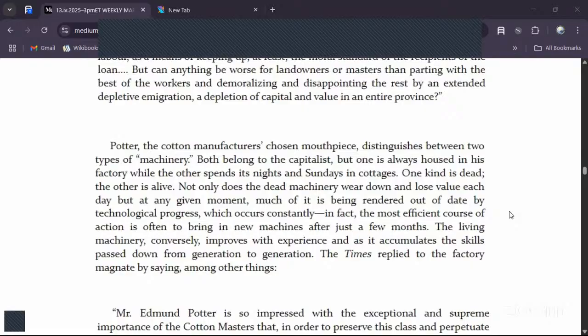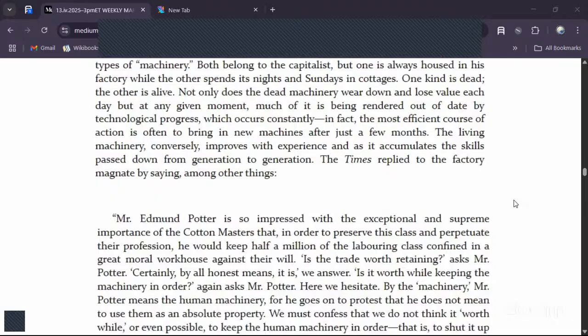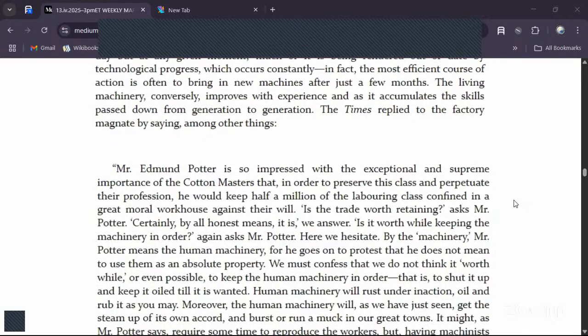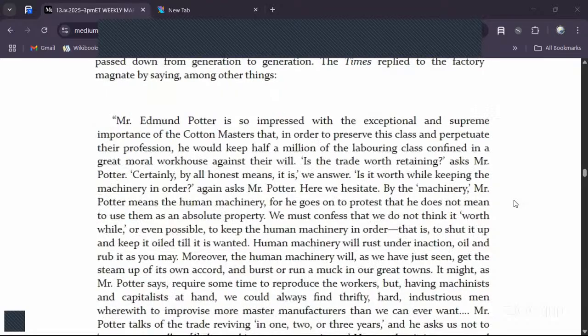The Times replied to the factory magnate by saying, among other things, quote, Mr. Edmund Potter is so impressed with the exceptional and supreme importance of the cotton masters that in order to preserve this class and perpetuate their profession, he would keep 500,000 of the laboring class confined in a great moral workhouse against their will. Is the trade worth retaining? Asks Mr. Potter. Certainly, by all honest means, it is, we answer. It is worthwhile keeping the machinery in order.